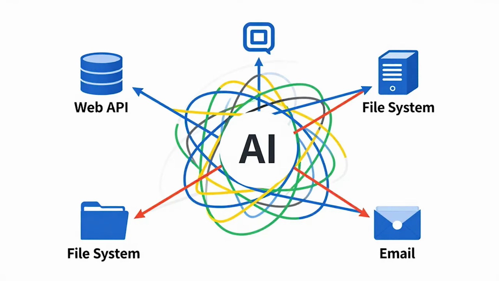We call this the M by N problem. You have M number of AI models trying to talk to N number of data sources. Trying to build a bridge for every single combination creates this spaghetti diagram. It is unmaintainable, it breaks constantly, and frankly, as a developer, it is just a waste of our time. There has to be a standard way to unplug these wires and make them plug and play. And that is exactly what the Model Context Protocol solves.